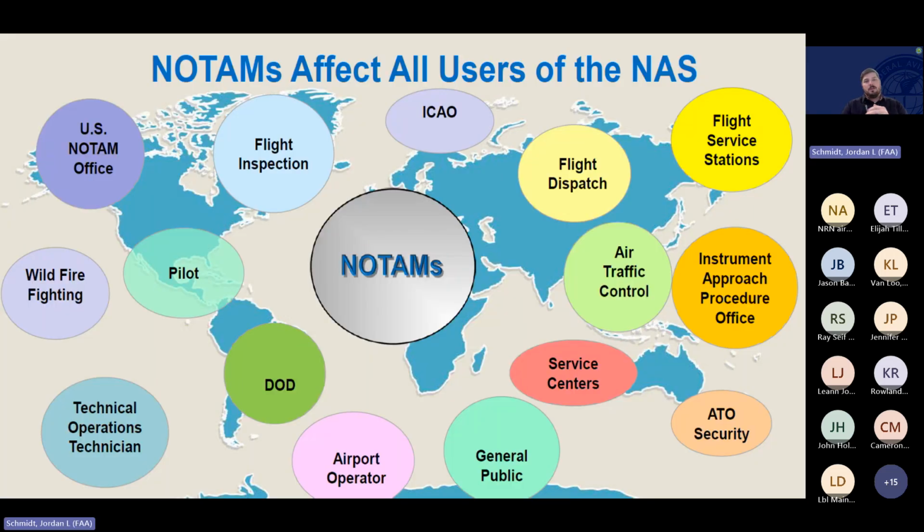All right, so NOTAMs affect all users of the NAS. Here we have different groups within the NAS. Not everybody is obviously represented here. Some of them are originators, some of them are users. So obviously a pilot would be a user of the NAS. Flight inspection would be a user and an originator of NOTAMs in the NAS.